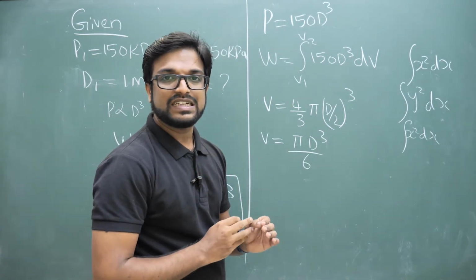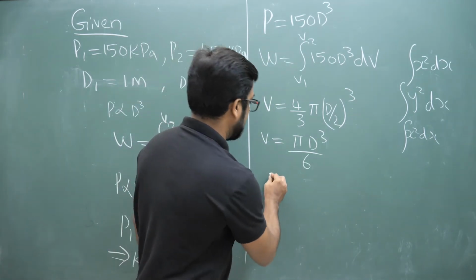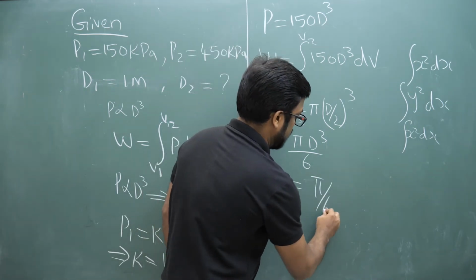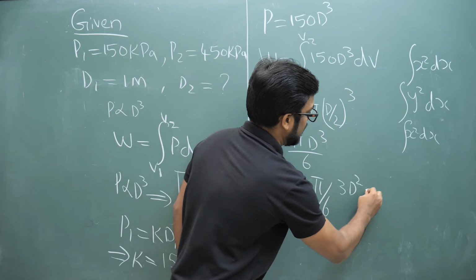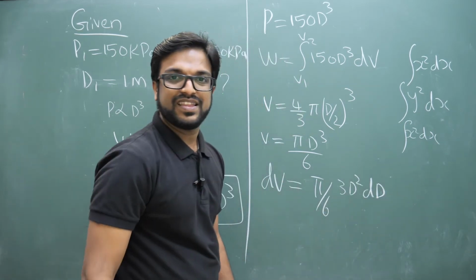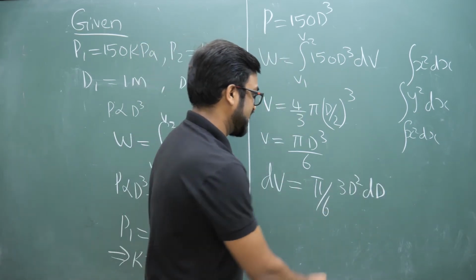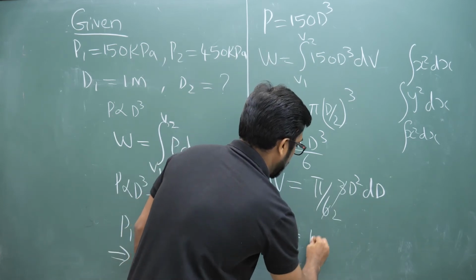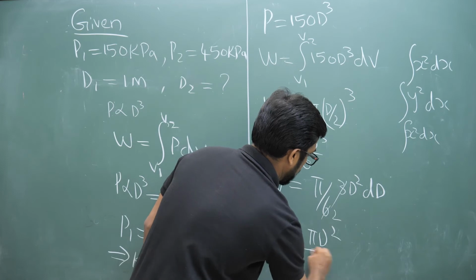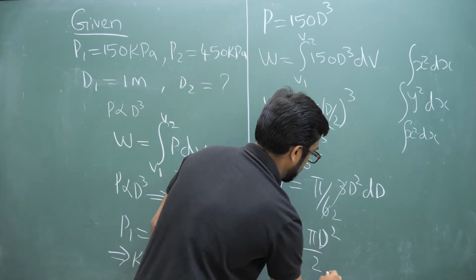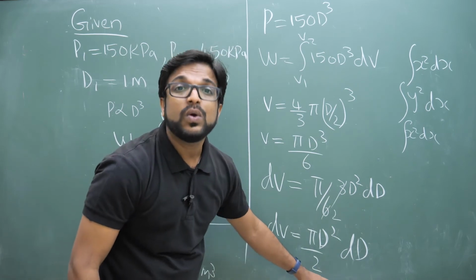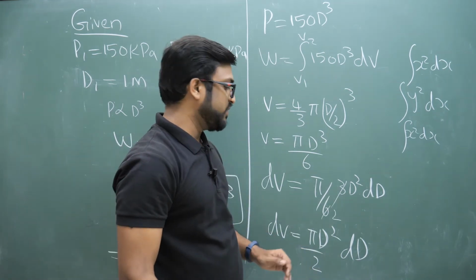Now I will take the differentiation. I will get dV is equal to pi by 6 into 3d square dd. From here I can cancel the 3 with the 6, and I will get dV is equal to pi d square by 2 into dd. Correct? That's the dV value.